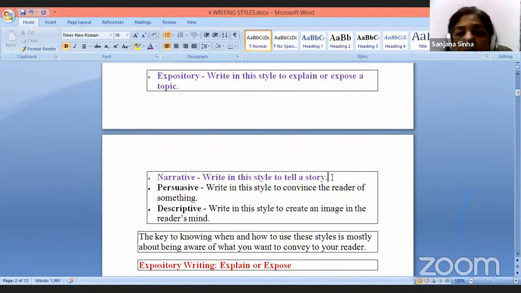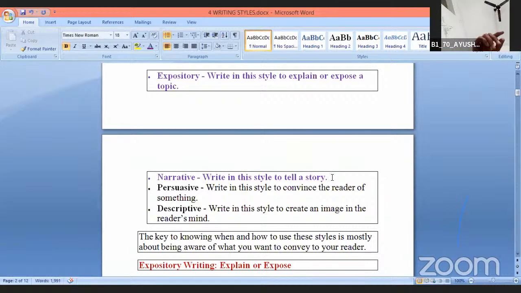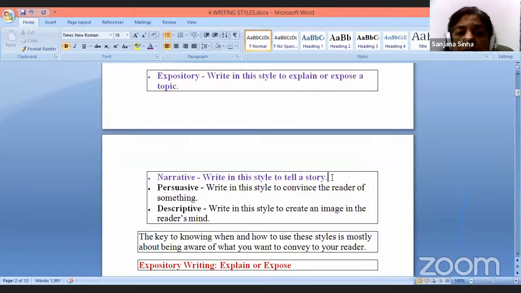It can be a real story. It can be an anecdote. Anecdote means something which is a true story or experience. It can be fictional, it can be non-fictional. A story is a story, whether it's a true one or based on your imagination. So narrative writing style tells a story. The beginning, the middle, the ending.